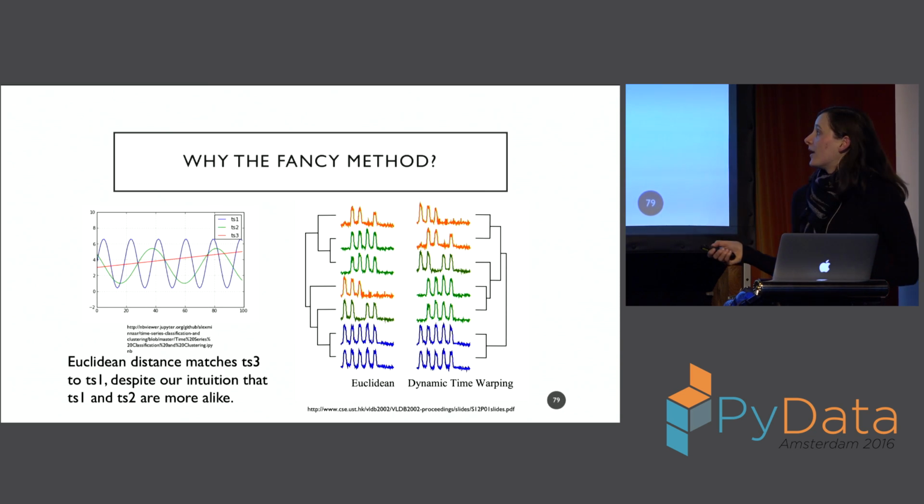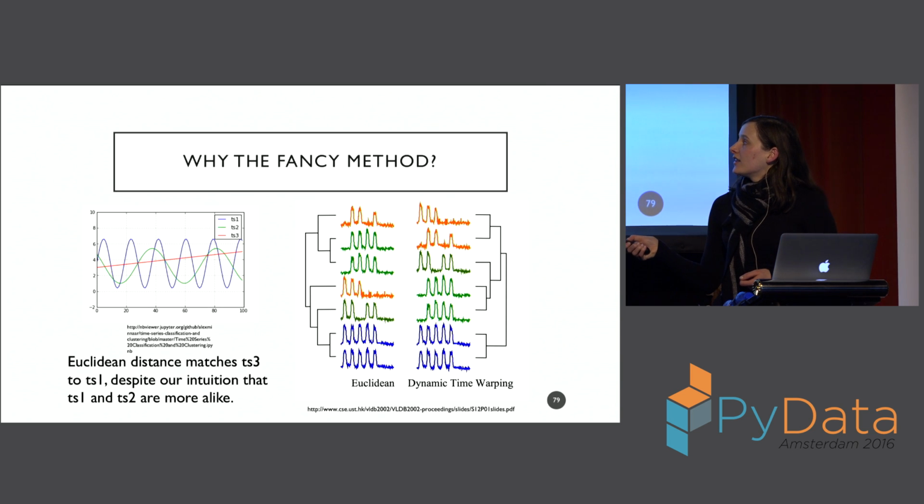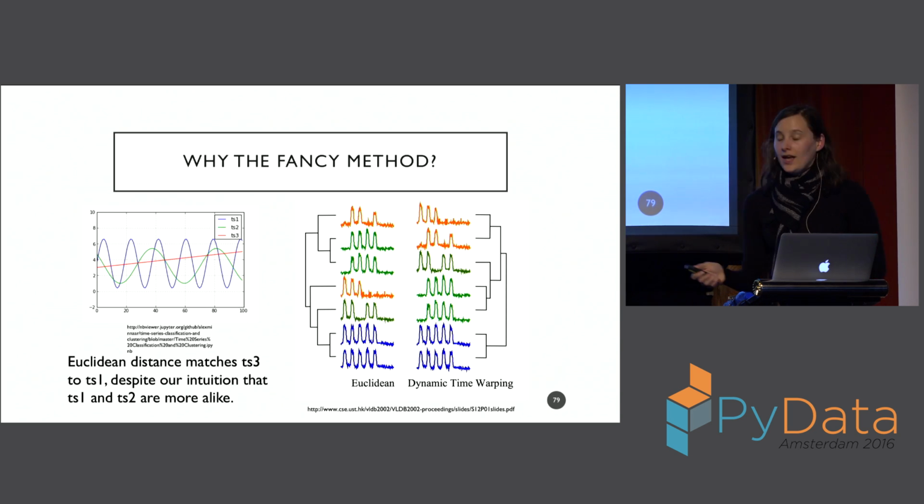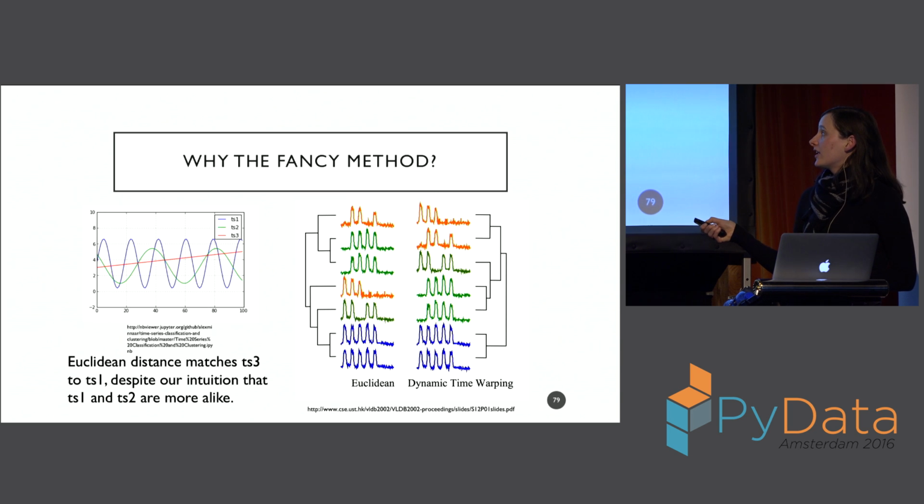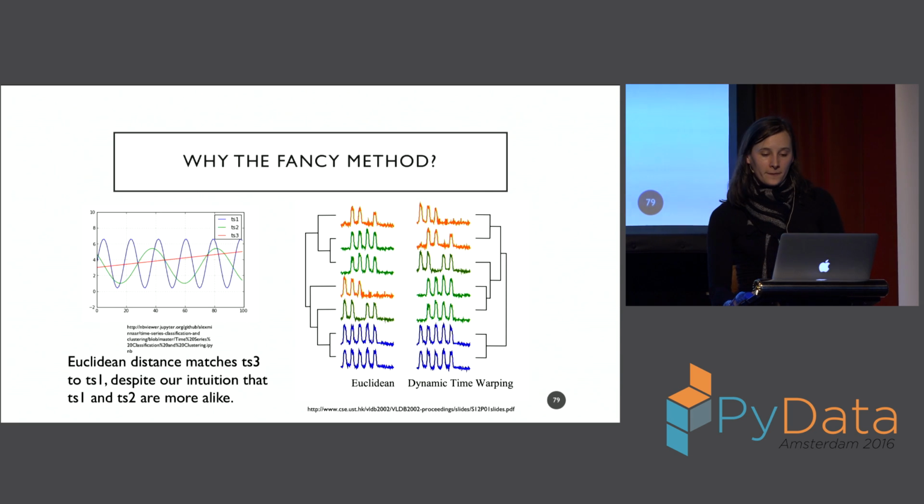Why do we need the fancy method? If you just use Euclidean distance, this red straight line ends up looking more like TS3 than like TS2, right? So you end up matching a straight line to a sinusoidal curve. Similarly here, if you do Euclidean matching, you can see you get some weird clustering. You really want to stick with dynamic time warping, which is what I was mentioning.